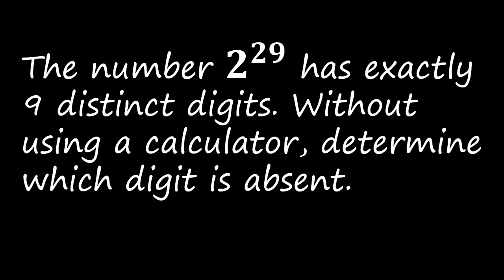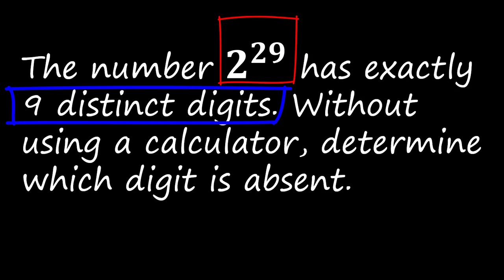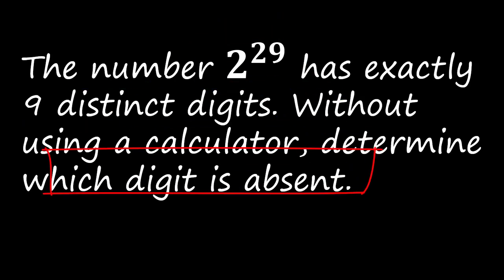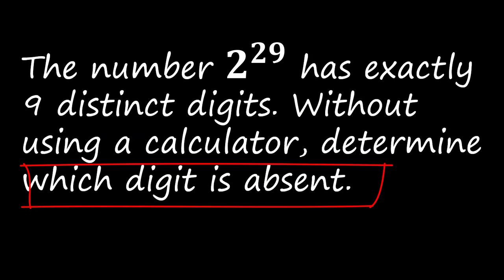Here is the problem. The number 2 to the power of 29 has exactly 9 distinct digits. Without using a calculator, determine which digit is absent.